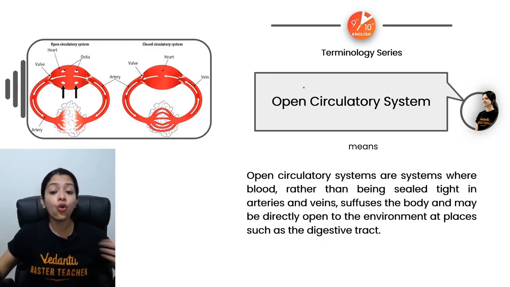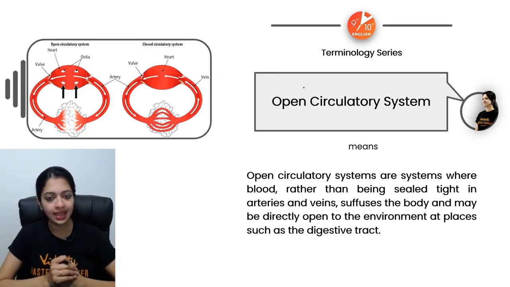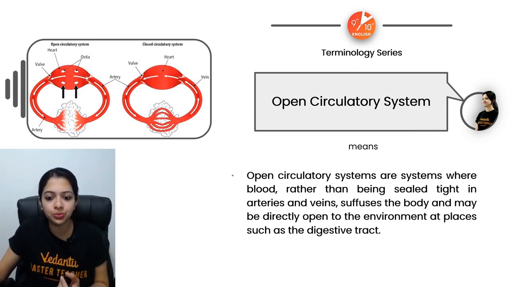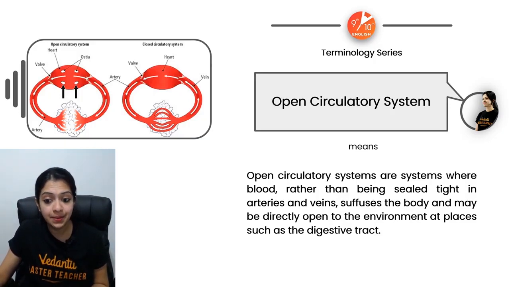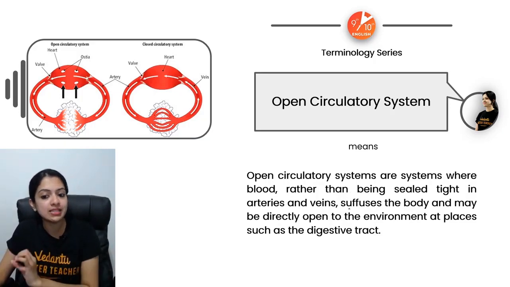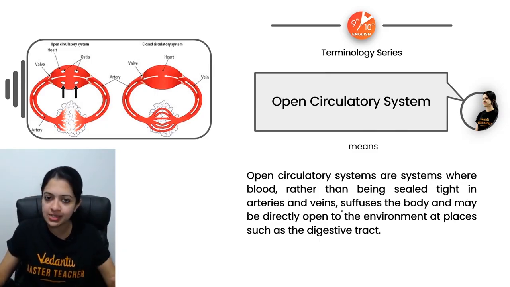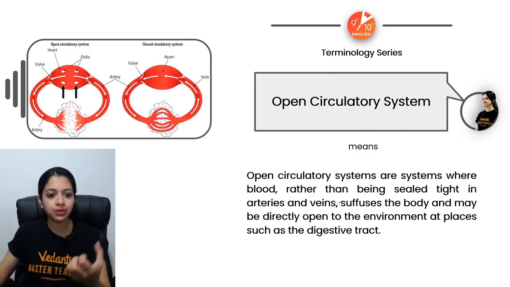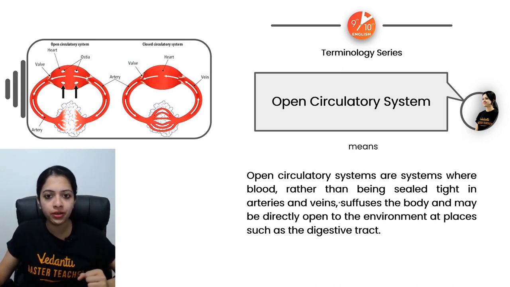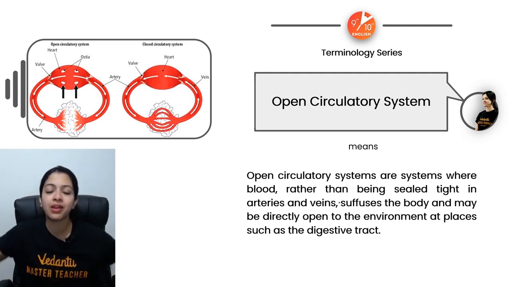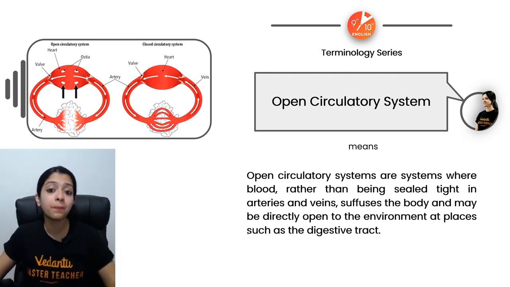Whereas in an open circulatory system, they don't have definite blood vessels. Rather, within body spaces, which we call sinuses, body sinuses or body spaces or body cavities, this blood, once pumped by the heart or the pumping organ, just flows around and fills up random spaces. That's what happens in an open circulatory system.